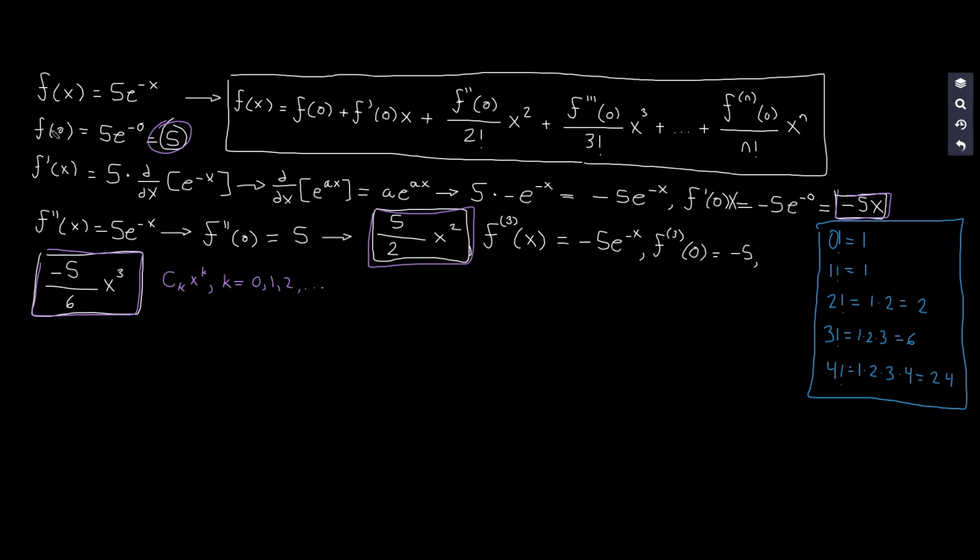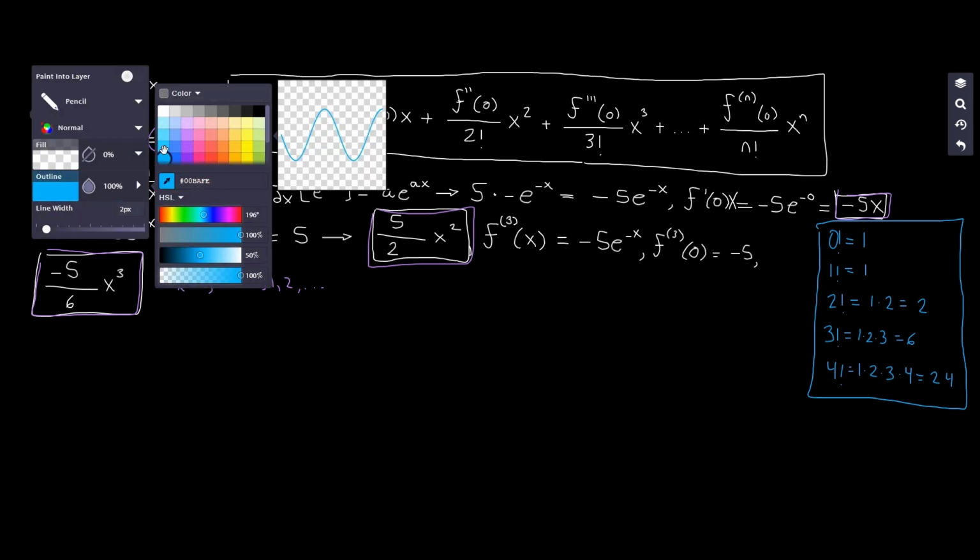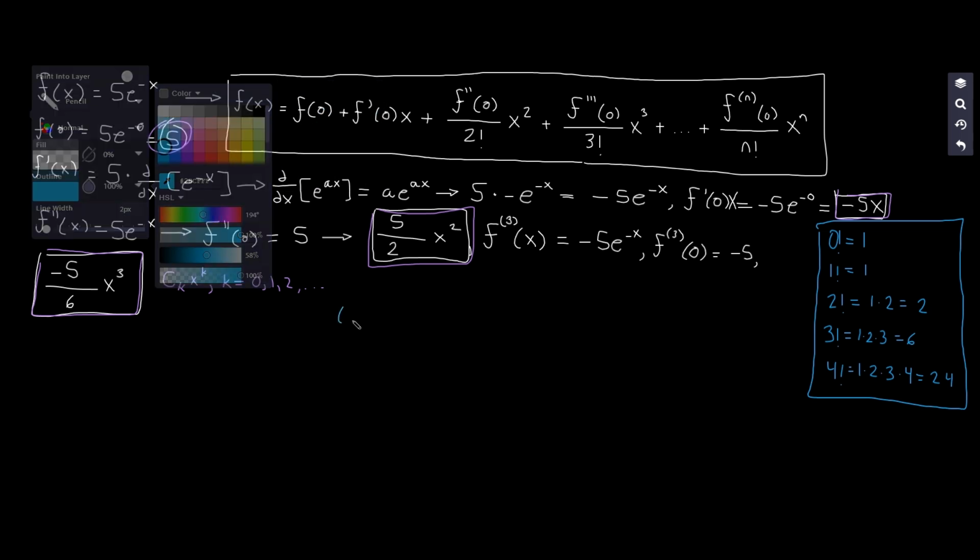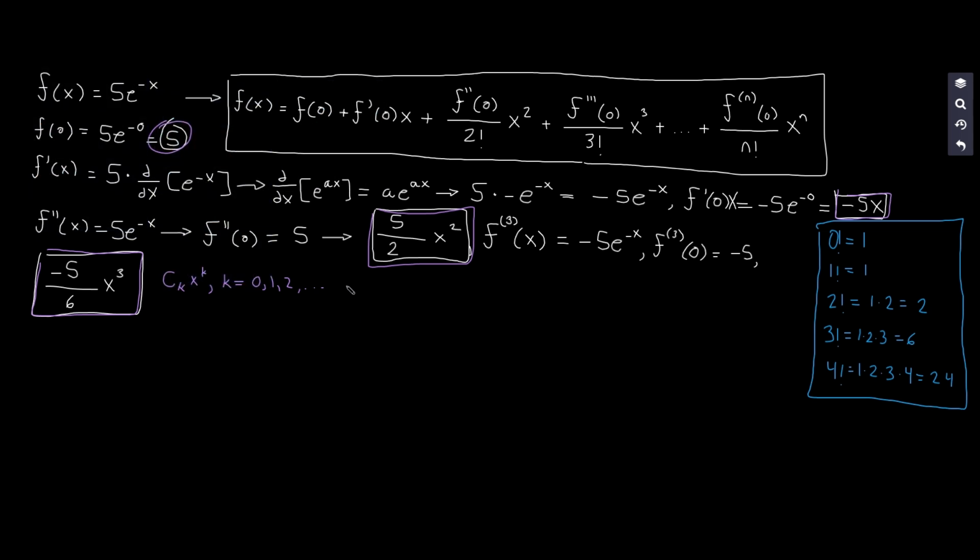Our first term is 5. Our second term is negative 5x. Our third term is 5 over 2 times x squared. And then we have negative 5 over 6 times x raised to the third.